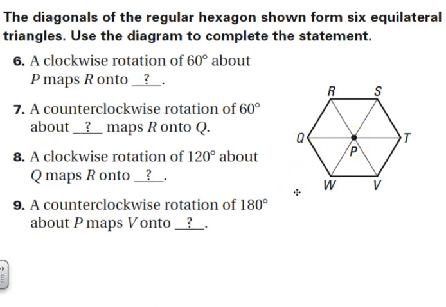So first off, I need to figure out what one turn is. And if I'm dealing with a hexagon, I know that has 6 sides. So 360 divided by 6. So I know that one turn is 60 degrees. So if my question wants me to go 60 degrees, I got to move it once. Okay, so I'm going to start at R.